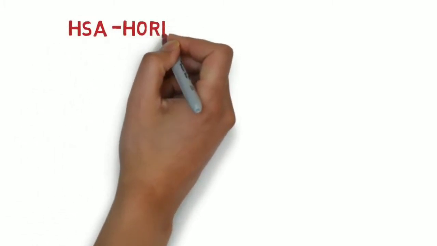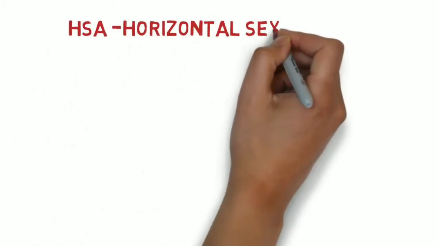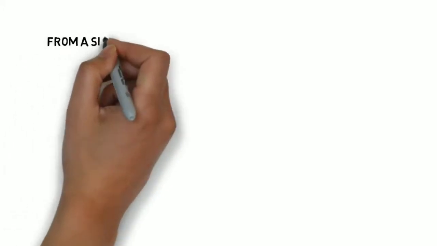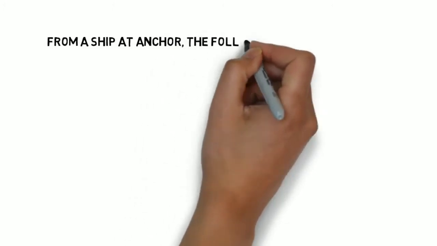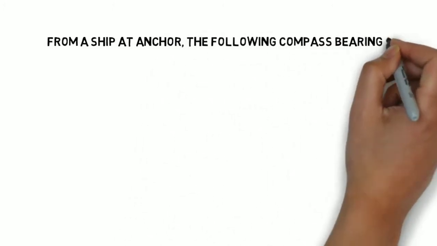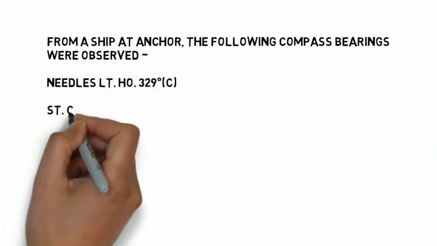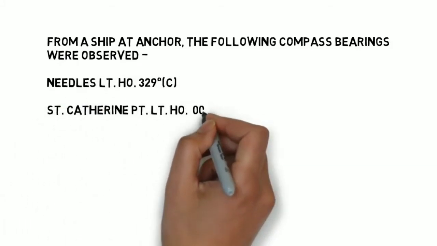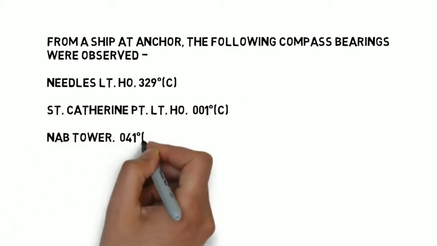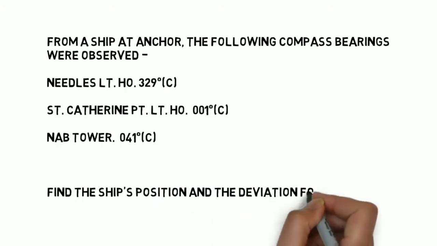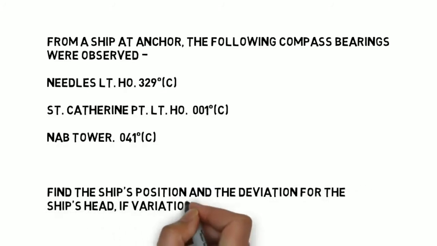So today we are going to discuss one of the questions from chart work, that is horizontal sextant angle. So here is the question. From a ship at anchor, the following compass bearings were observed: Needles Lighthouse 239 degrees, St. Catherine Point Lighthouse 001 degrees compass and Nap Tower 041 degrees compass. Find out the ship's position and the deviation from the ship head if the variation was 2 degrees.